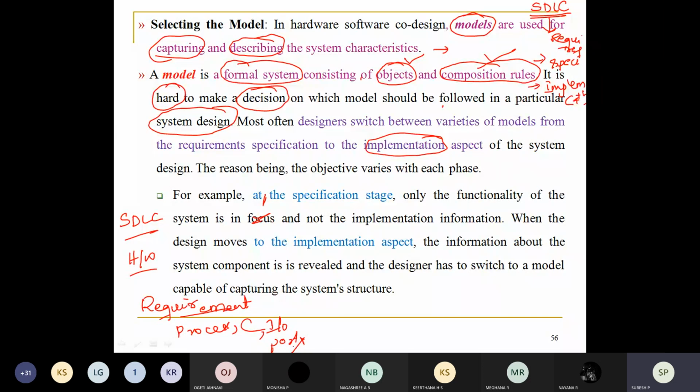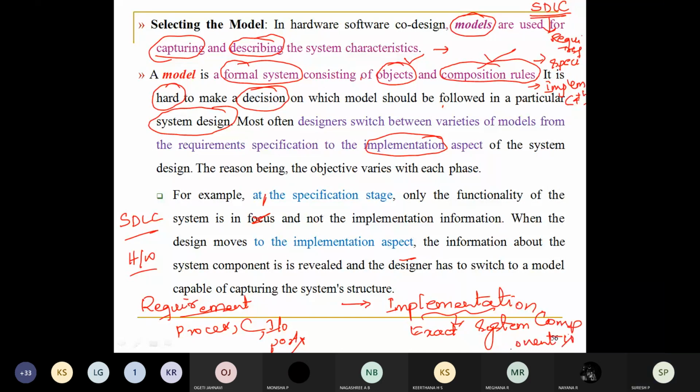So all these things you are going to come to know only during the implementation stage. When it comes to the implementation stage, the exact system component which you are going to use is revealed there.